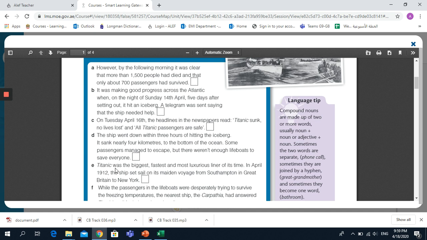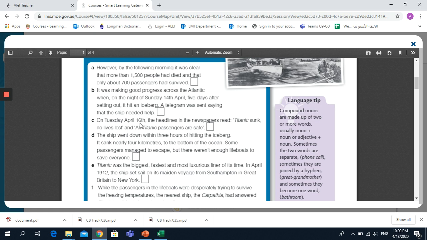E is number 1, B is number 2, D is number 3 because it's talking about the hitting of an iceberg, and it sank down about 4 kilometers, and it took about 3 hours sinking, okay, or 3 hours of hitting. Number 4, we will talk about the passengers who were trying to survive by using the lifeboats, and the Carpathia, the other ship, who came to help the Titanic.